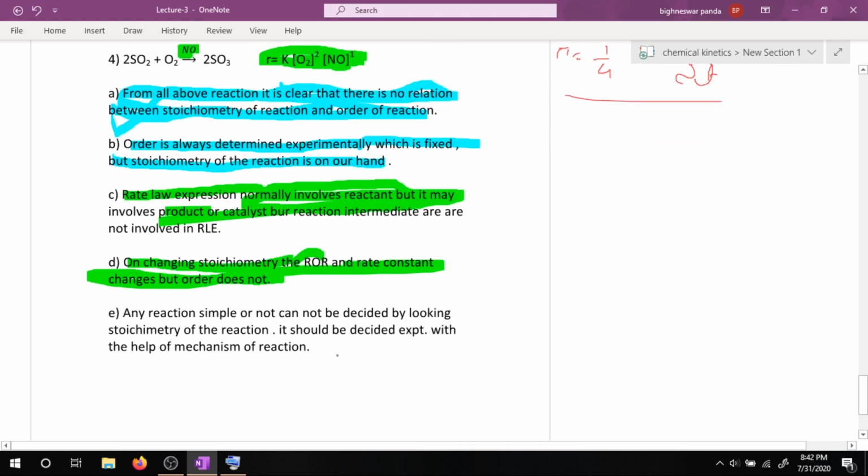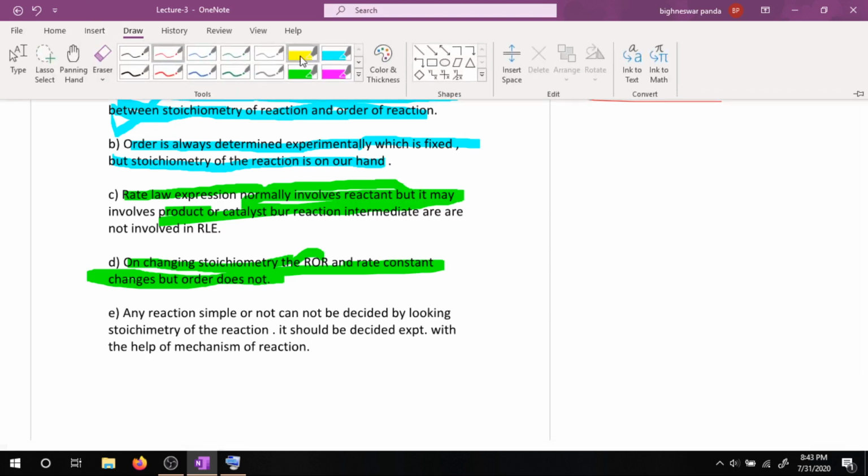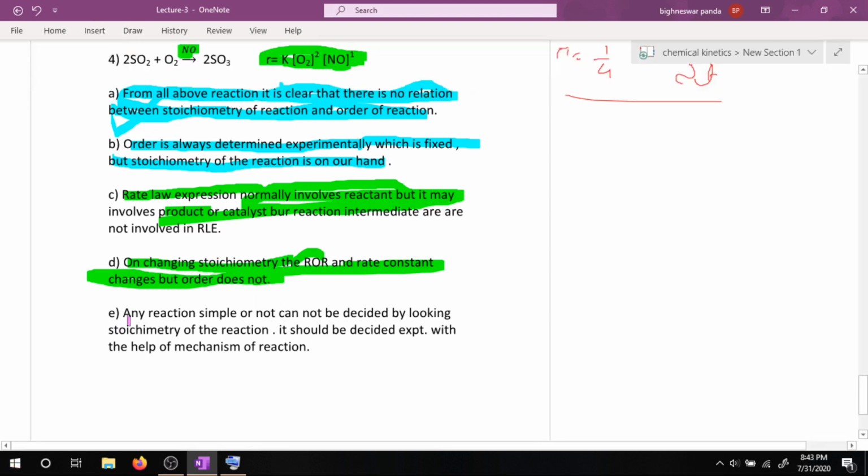Whether any reaction is simple or not cannot be decided by looking at the stoichiometry of the reaction. It should be decided experimentally with the help of the mechanism of the reaction. We cannot decide by merely seeing the reaction. It has to be determined experimentally.